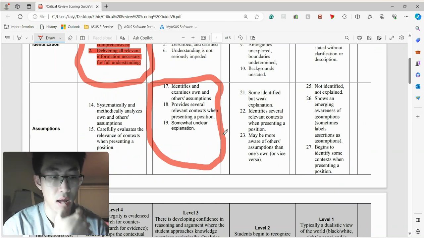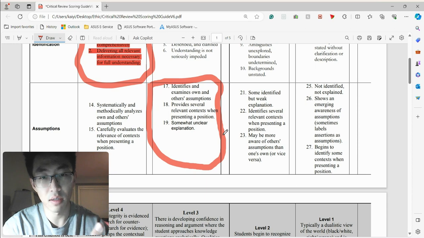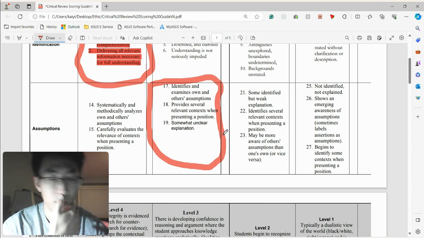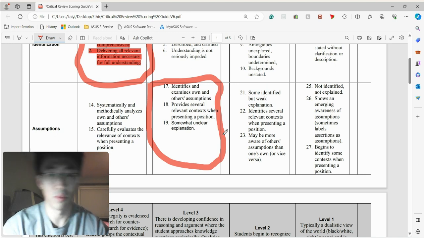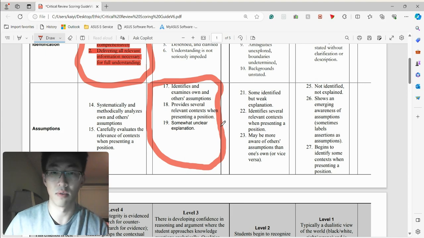I identify an example on another's assumption, but I didn't do too much on other people's assumption. I provided several relevant contexts, which I already mentioned before. And in terms of my explanation, it is clear. I've only put myself in level 3 because I didn't use many of others' assumptions.